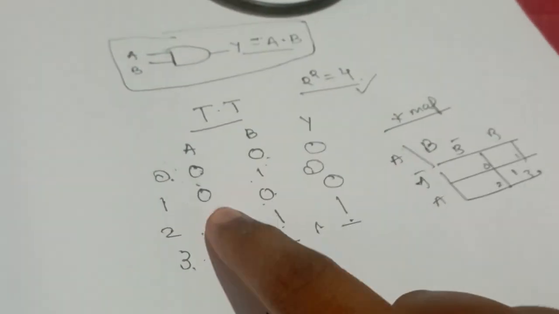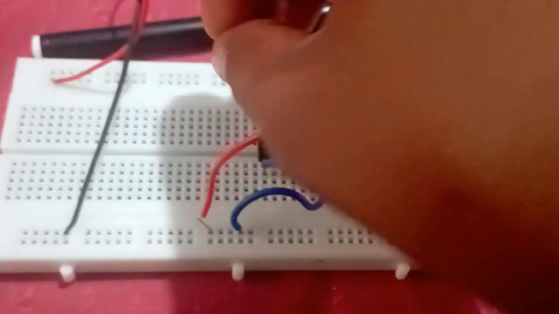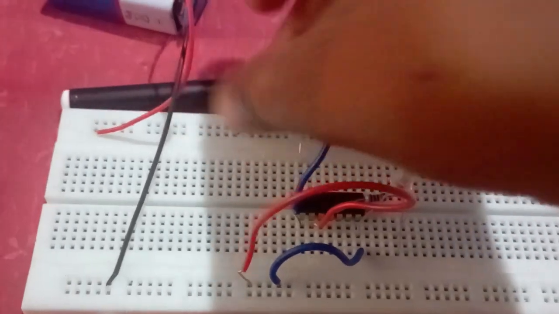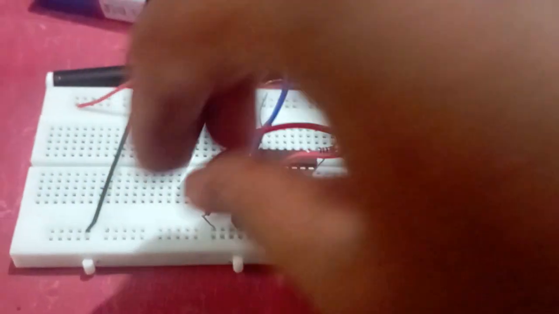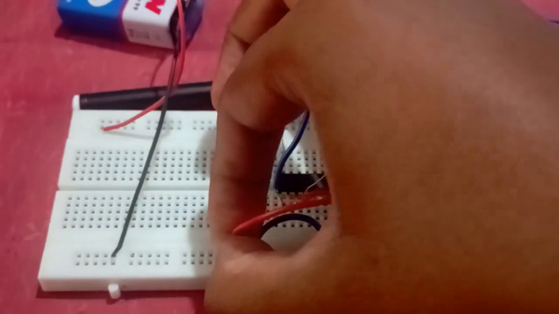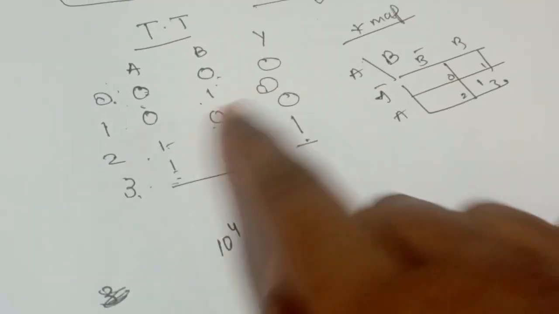Now for the second input 0 1, the LED must not glow. So one input I'm going to give as 5 volt, that is, I'm going to give some voltage to it, the positive side. Now I have given it, this is 1. Now I am going to give it as 0, that is 0 volt. So the LED stays off, it is not glowing. So the second input is also verified.